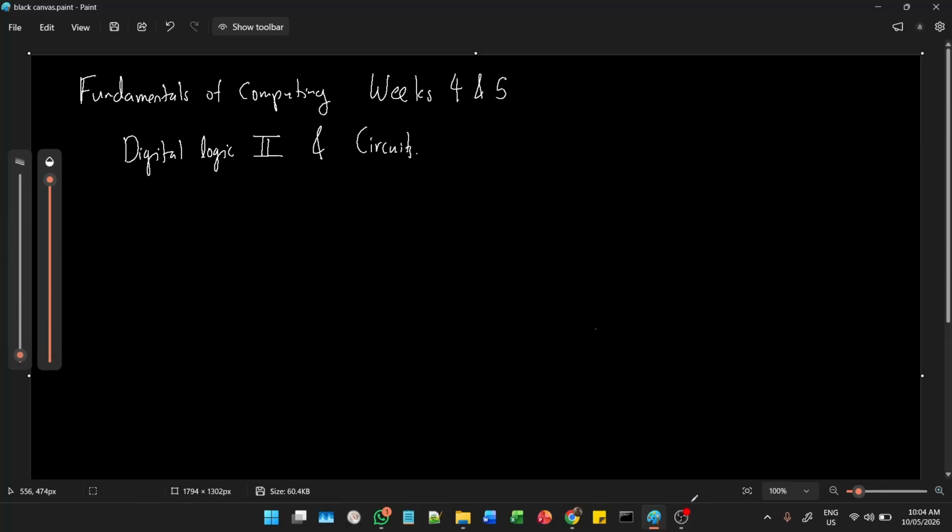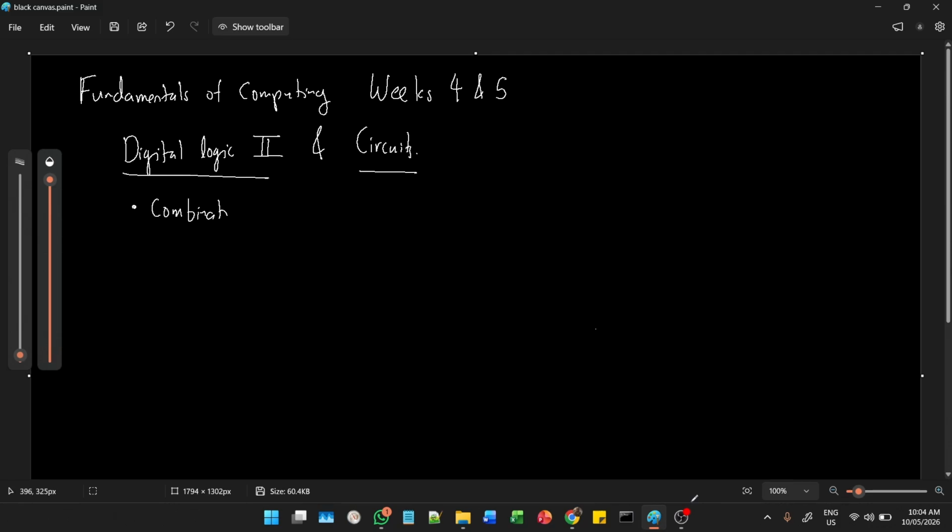Hello there. So today we'll be learning about fundamentals of computing weeks 4 and 5. Week 4 is all about digital logic part 2 and week 5 is all about circuits. Digital logic part 2 is mainly about different types of circuits, right?